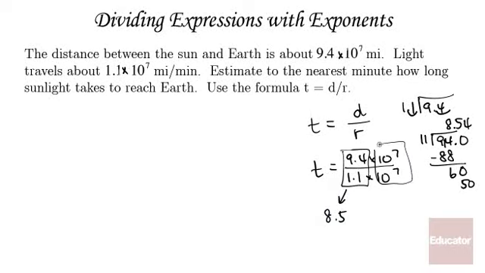And look here, if we take 10, 7 minus 7 is 10 to the 0. And as you remember, any exponent 0 equals 1. So 8.5 times 1 will just equal 8.5. And so it'll be about 8.5 minutes for the sunlight to reach the Earth.